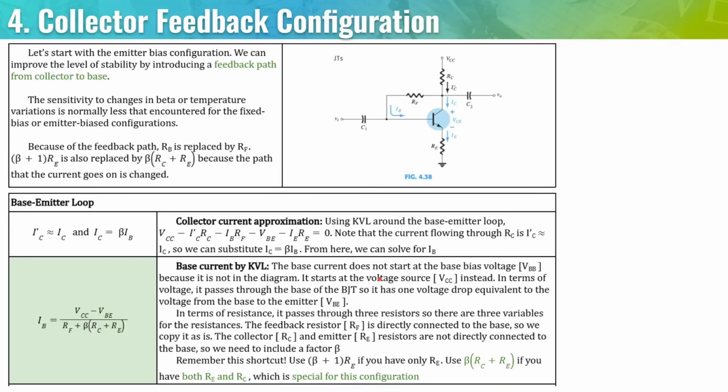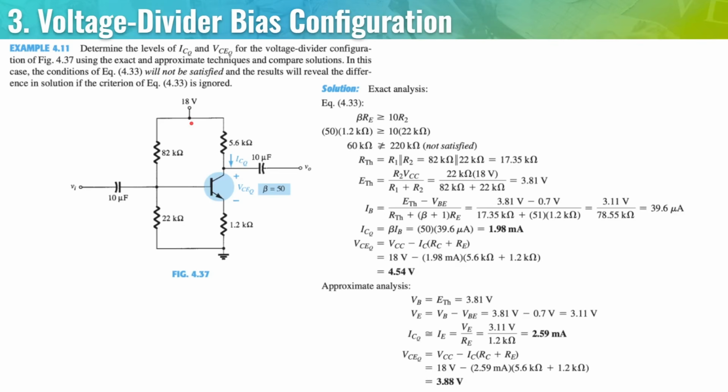So next, let's go to collector feedback. We start with the emitter-bias configuration, and let's improve the stability by introducing a feedback path from the collector to the base. So the sensitivity to changes in beta or temperature variations is less than encountered for the fixed bias or emitter-bias configurations. However, the voltage divider is still the most stable.